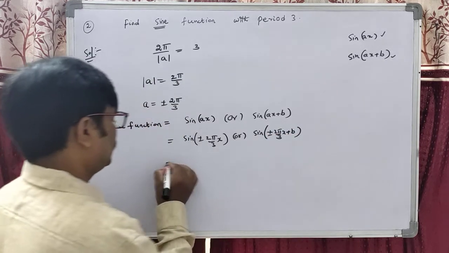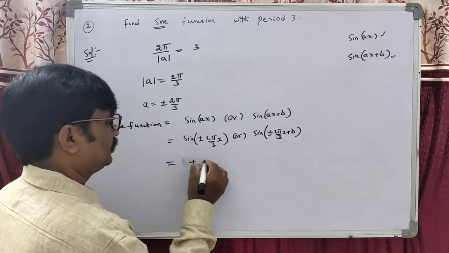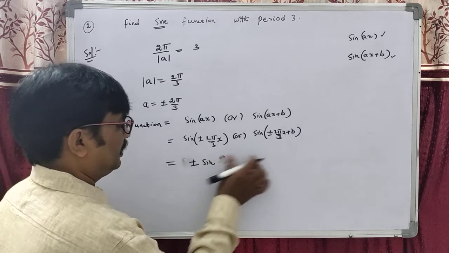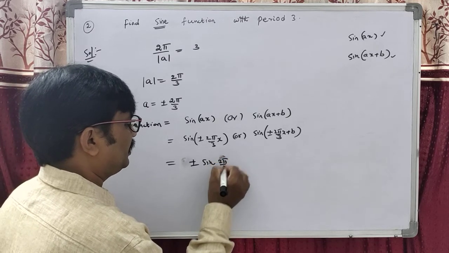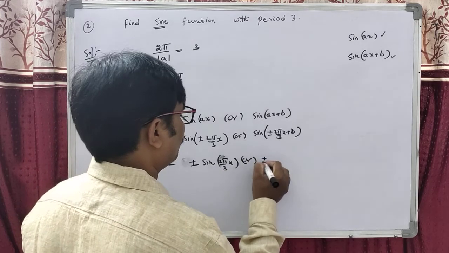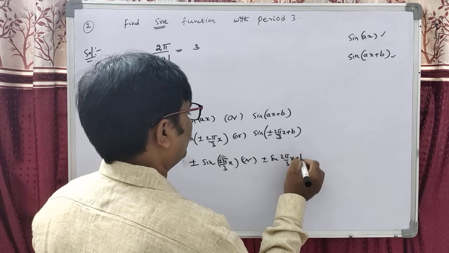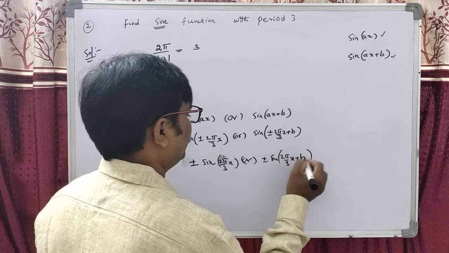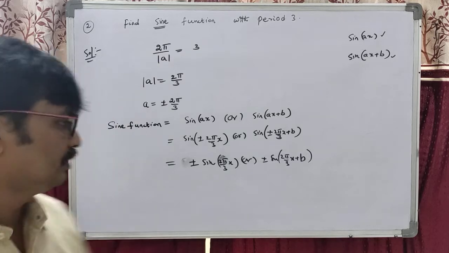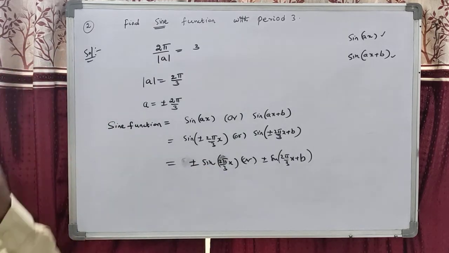This, students, can be written as plus or minus sine of 2 pi by 3x, or we can take it as plus or minus sine of 2 pi by 3x plus b. Do you understand, students? Either it is plus b or minus b, no problem. So this is plus or minus sine of 2 pi by 3x.